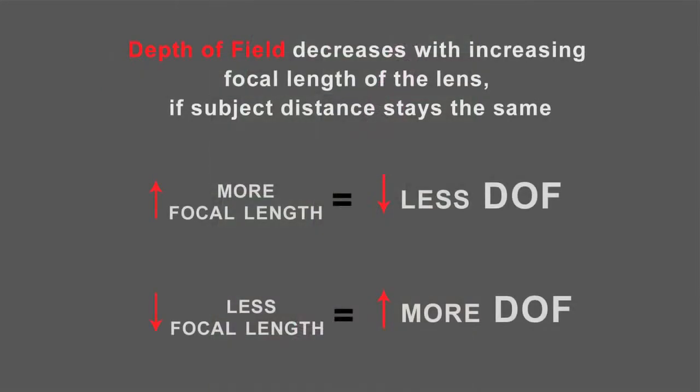The other thing which influences depth of field is the focal length of the lens. Depth of field decreases with increasing the focal length of the lens if the subject distance stays the same. So the longer the lens, the less depth of field, and the shorter the lens, the more depth of field.